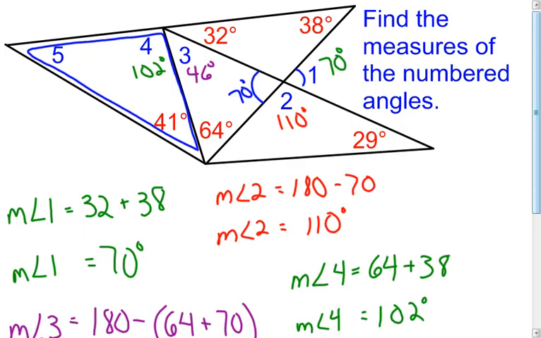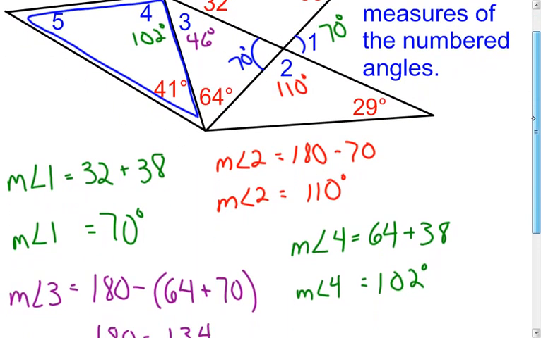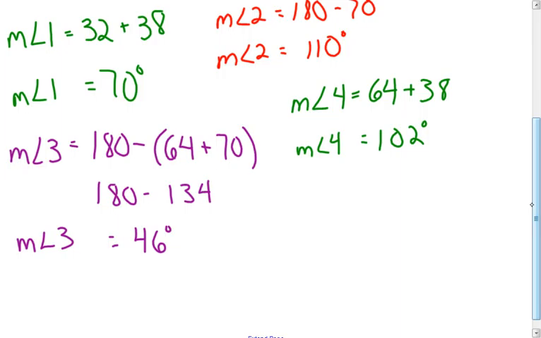And I know those 3 angle measures have to add up to 180 degrees. Therefore, I can find the measure of this one in a similar fashion to the way I found the measure of angle 3. I'm going to come down here for the measure of angle 5.